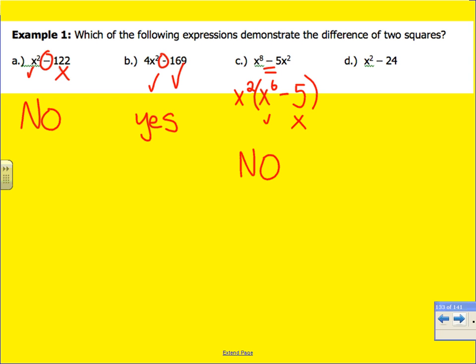Okay, letter D, we have x squared minus 24. So we want to ask ourselves first, is this a binomial? It is. Step 2, is this a subtraction problem? It is. Step 3, are both terms perfect squares? In other words, do both terms represent perfect squares? X squared is a perfect square. 24 is not a perfect square. We have 25, which is, because the square root of 25 is 5, but 24 is not a perfect square.